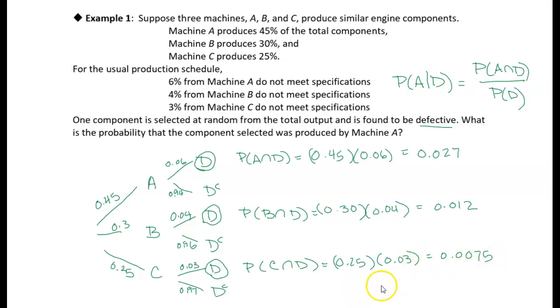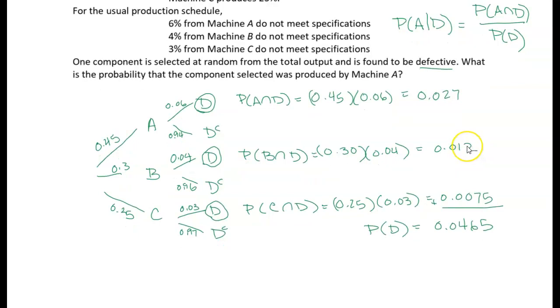So to figure out the probability of a part being defective in general, we just need to add up all the different ways it could be defective. Either it came off A or B or C. Let's just put a line here. We're just going to add up all those probabilities. So if I put 0.027, 0.012, and 0.0075 into my calculator and add them up, I got 0.0465. So that's the probability that a part is defective in general, right? That's the denominator that we're looking for.